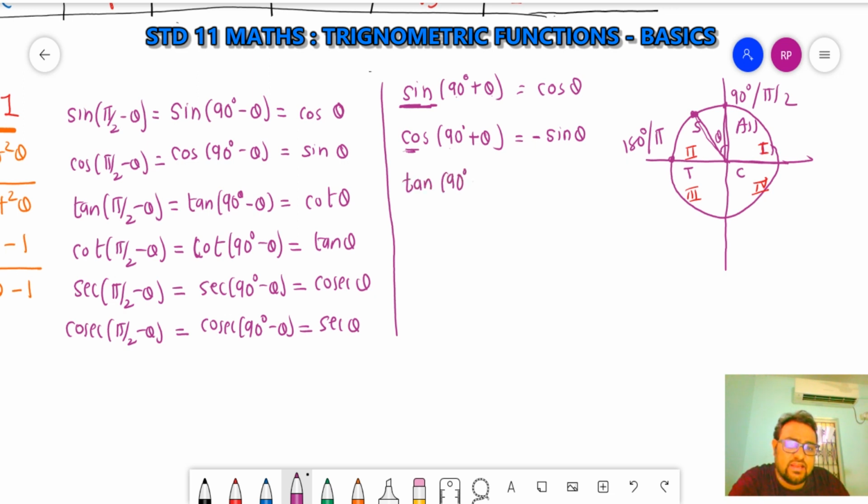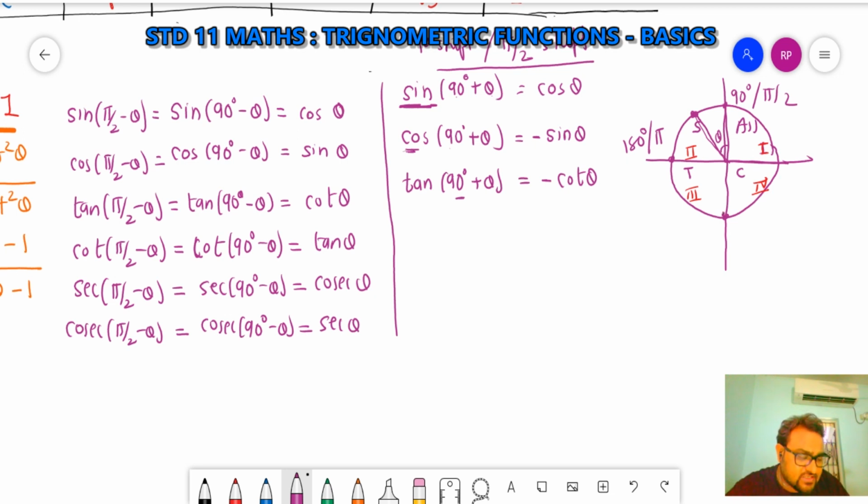Now see if it is like this, tan of 90 degree plus theta. As it is 90 degree, I will convert it to cot. Clear? Now plus theta. So which quadrant? Second quadrant. In the second quadrant, tan is negative, so it will be minus cot. Clear? So this is a 90 degree shift, or I can say a pi by 2 shift. Clear? Similarly, 270 degree is also equivalent to 90.